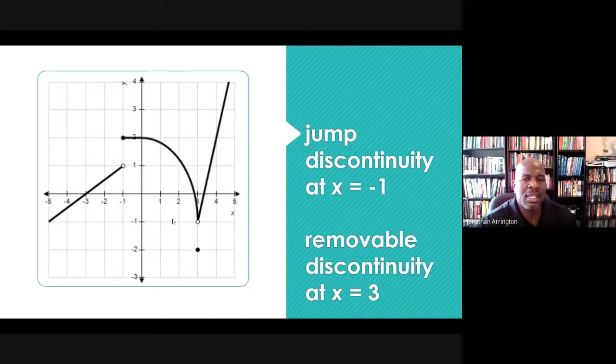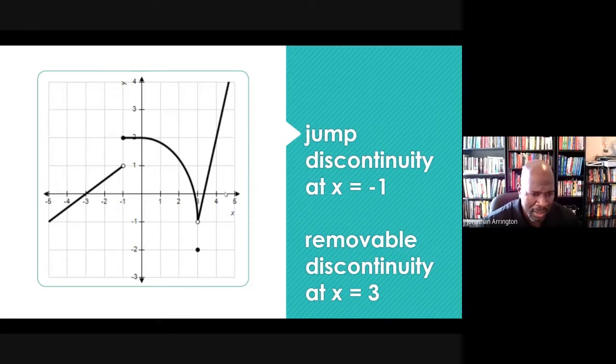So it meets the second condition, but it does not meet the third condition, because the third condition states that if f of c is defined, which it is here, and if the limit exists, which it does here, they should be equal, but they're not equal. Here, f of 3 is -2, and the limit of f of x as x goes to 3 is -1. So even though f of 3 is defined and the limit as x goes to 3 exists, they're not equal, so it's not continuous.